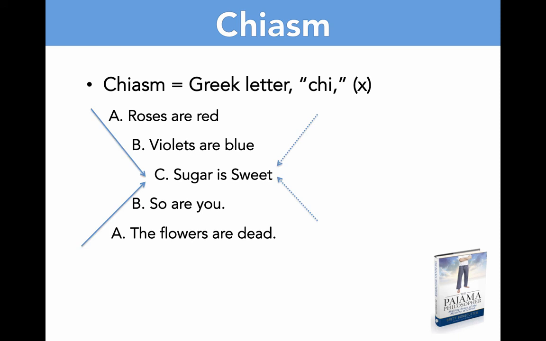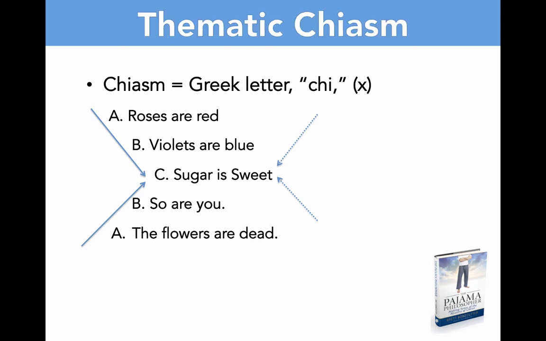So for example, roses are red, violets are blue, sugar is sweet, so are you, the flowers are dead. So you can see that A and A rhyme, B and B rhyme, and C is sort of the center point of the X. I don't know if you can quite see that, but that's the way a chiasm might work. Now, what is interesting is that, again, in the Old Testament especially, chiasms are used more thematically, not necessarily related to rhymes.